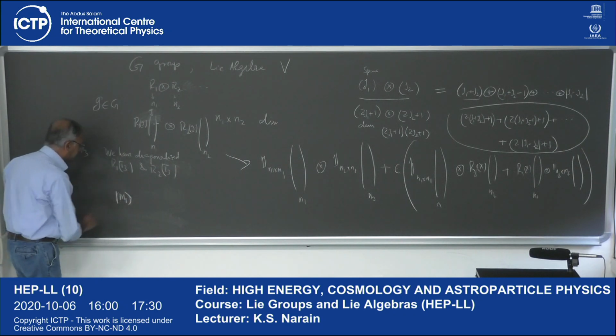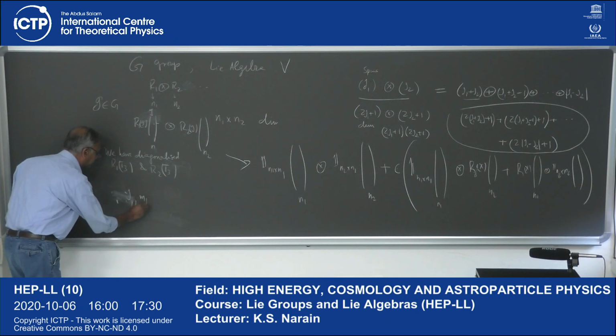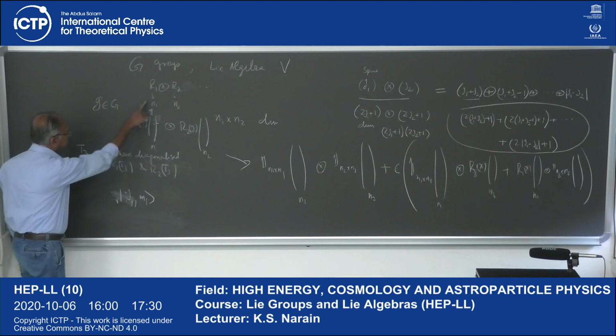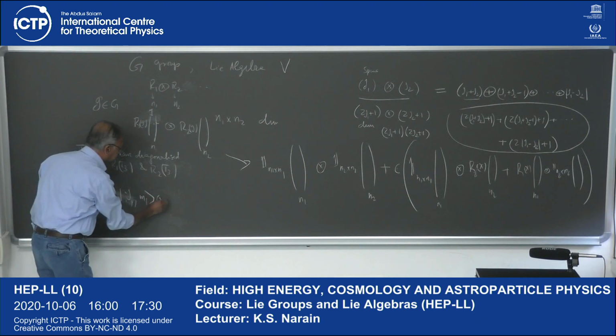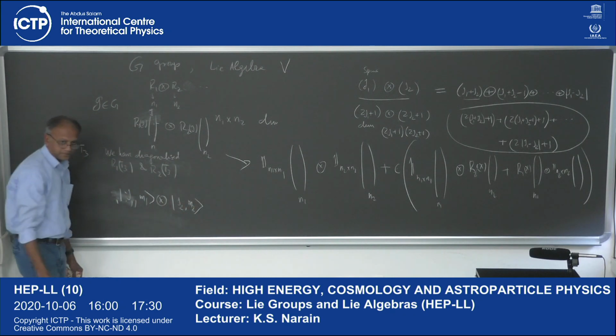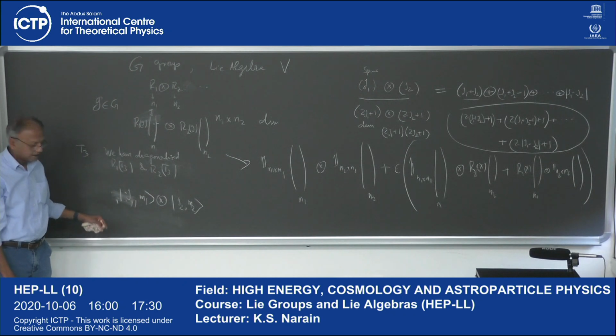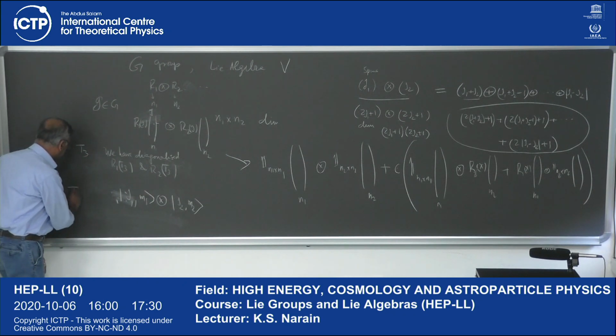Maybe I can write it like that. Let me write it like that: J1 M1. I take the state from here, and J2 M2 from the second one. I take this particular state. Among many other states, I look at this state. And I ask the question, how does T3 act on this?